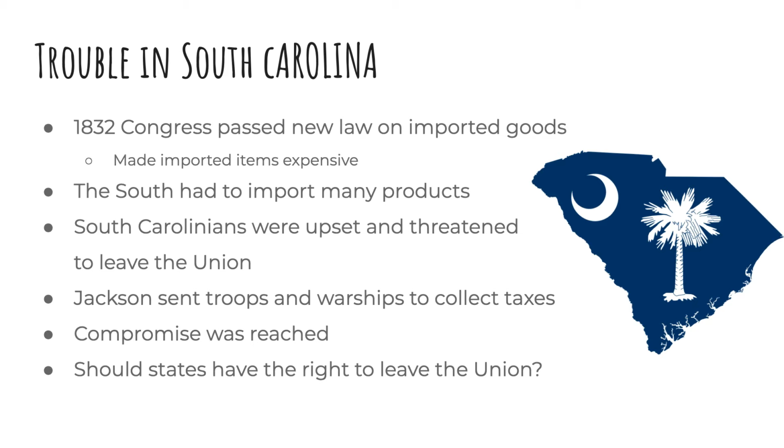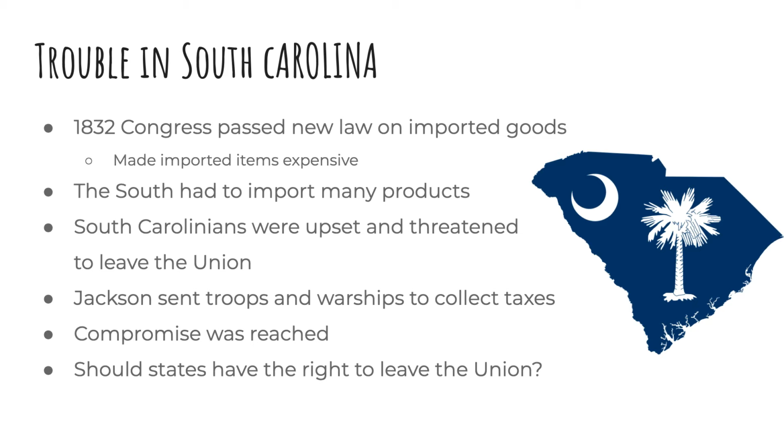In the South, their economy relies mostly on agriculture. We talked about how in the South they have a lot of plantations and they have a lot of cash crops, so they don't have many products. In fact, they had to import a lot of products. Many people in the South were upset about this new tax, but in particular, the people of South Carolina were extremely upset. And they even threatened to leave the Union, to leave the United States.